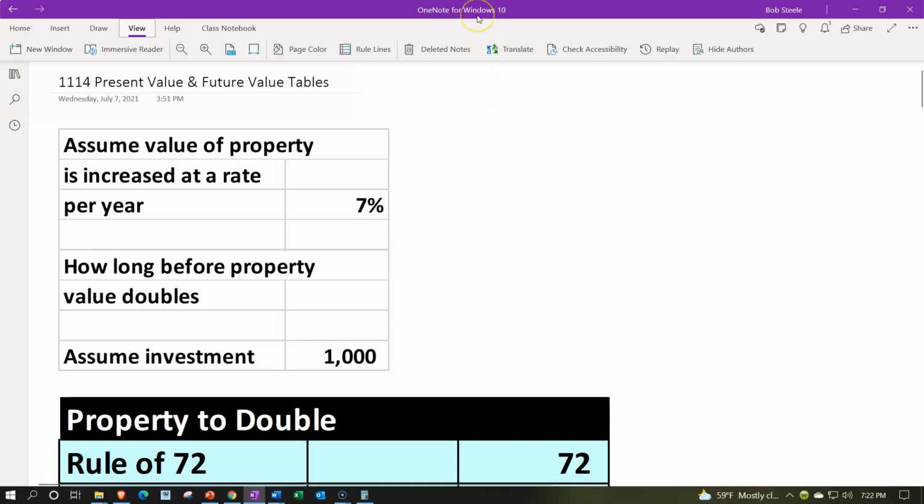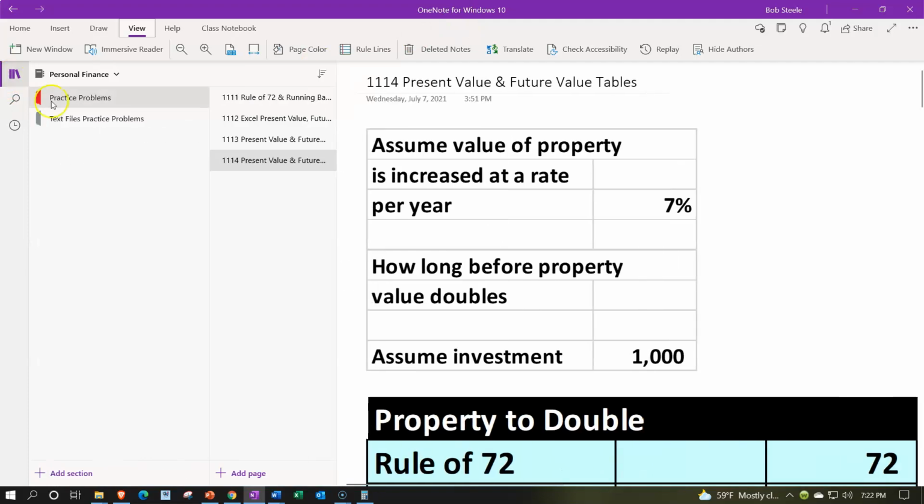Here we are in OneNote. If you have access to OneNote and would like to follow along, you're not required to, but if you would like to, we're in the icon on the left-hand side in the Practice Problems tab, down in the 1114 Present Value and Future Value Tables tab. Also note, when using OneNote, look at the Immersive Reader tool. Our presentations will also be in the text area with the same name, same number, but with transcripts. Transcripts can be translated into multiple different languages and either listened to or read in them.